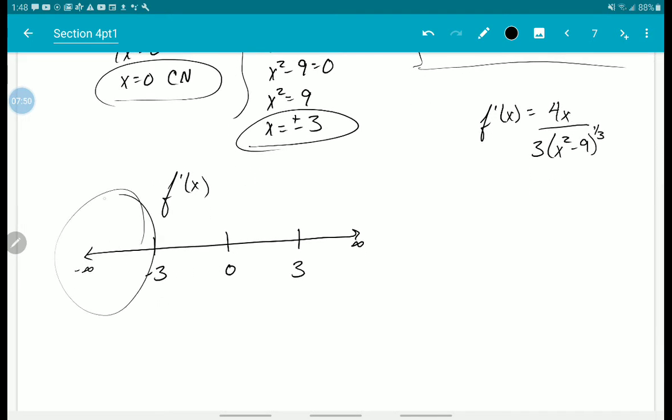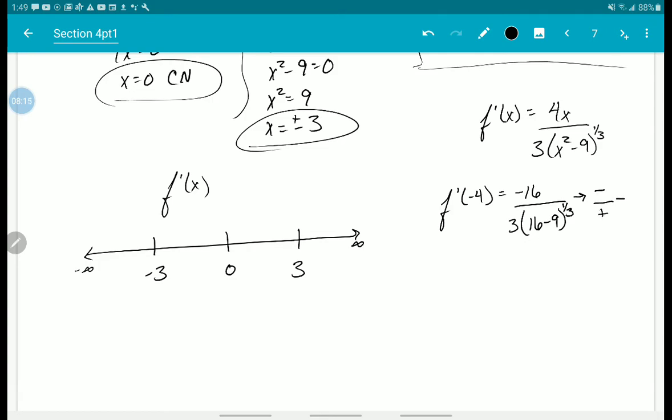So let's plug in something in this interval. I'm going to use a -4. So we're going to have -16 over 3 times -4 squared, which is a positive 16, minus 9 to the 1/3. So we have a negative in the top, and the bottom ends up being positive, so this ends up being a negative value.